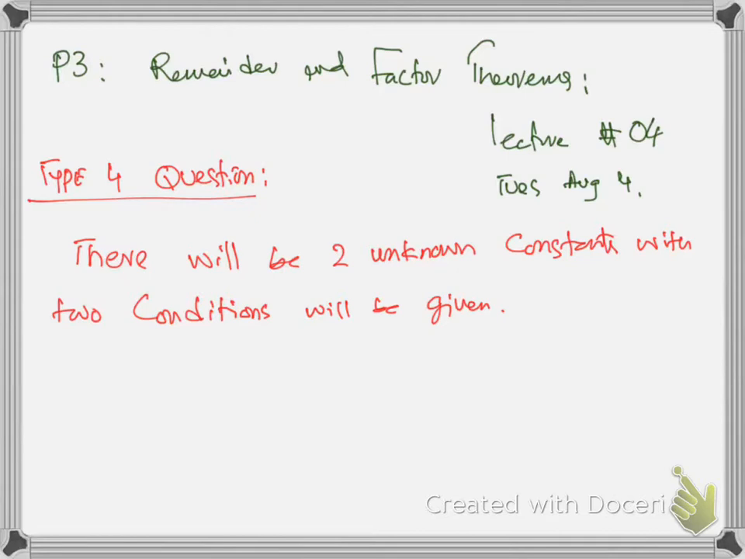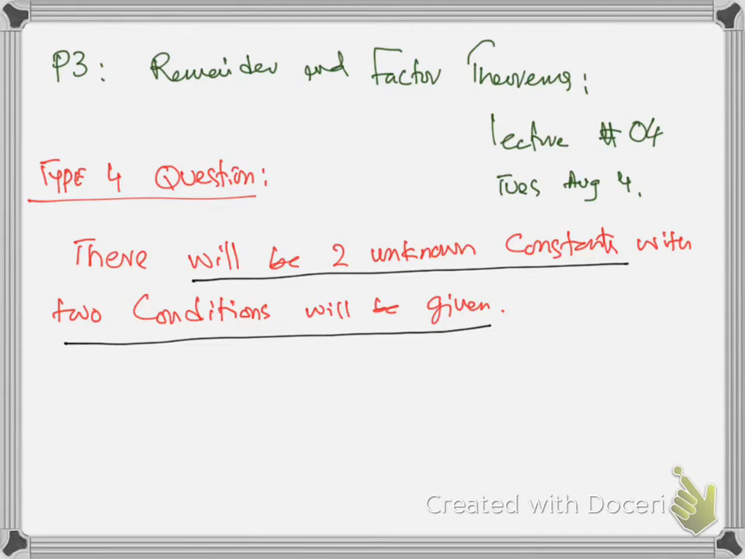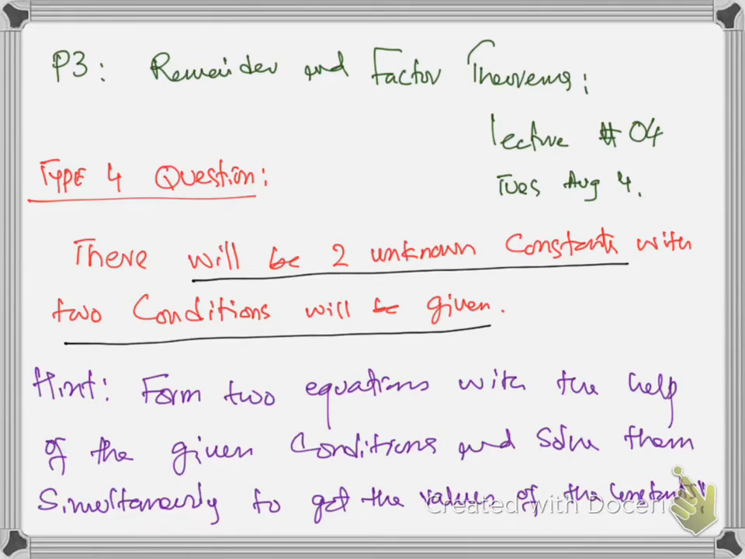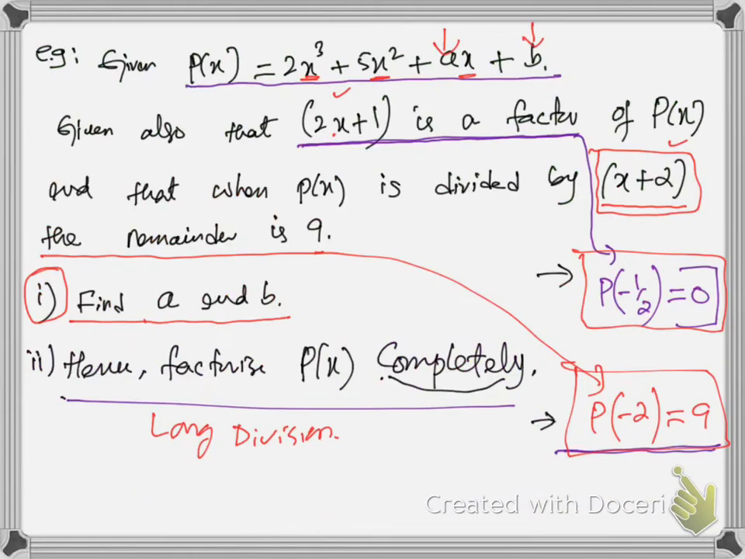In type 4 question, there will be two unknown constants with two conditions given. Hint, how to solve this type of question: you should form two equations and solve them simultaneously. You can form the equations with the help of the given conditions. This is the way to get the values of the constants in type 4 question.